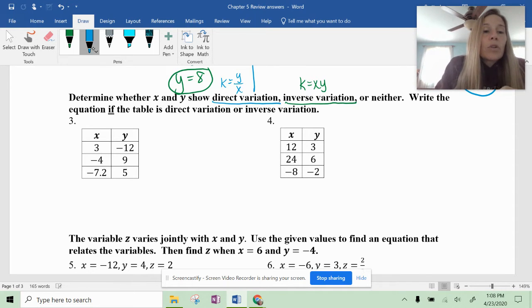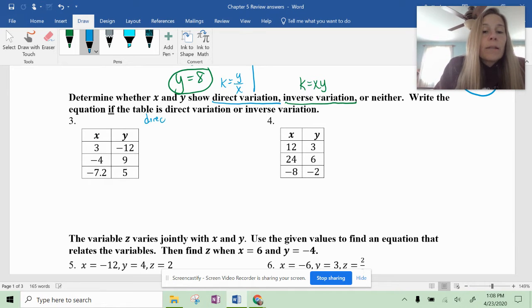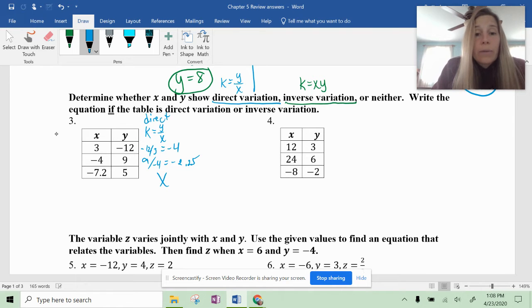So the first thing I'm going to do is try for direct. If I'm going to see if this is direct, I'm going to divide my y's by my x's and see if that gives me a constant value. So negative 12 divided by 3 equals negative 4. 9 divided by negative 4 equals negative 2.25. So clearly it's not direct because we're getting two different answers already.